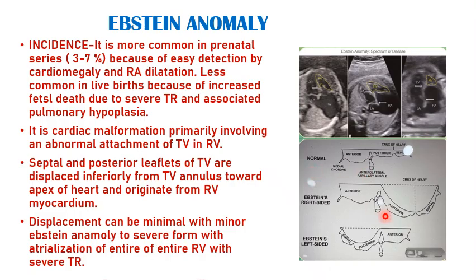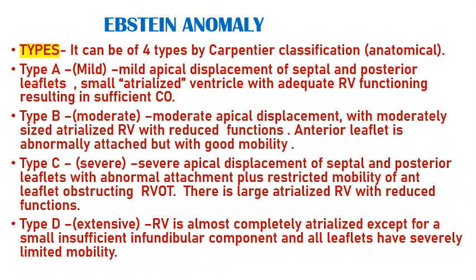Septal and posterior leaflets of the tricuspid valve are displaced inferiorly from the tricuspid valve annulus toward the apex of the heart and originate from the right ventricular myocardium. Displacement can be minimal with minor Ebstein anomaly to a severe form with atrialization of the entire right ventricle with severe TR. It can be of four types according to Carpentier classification.